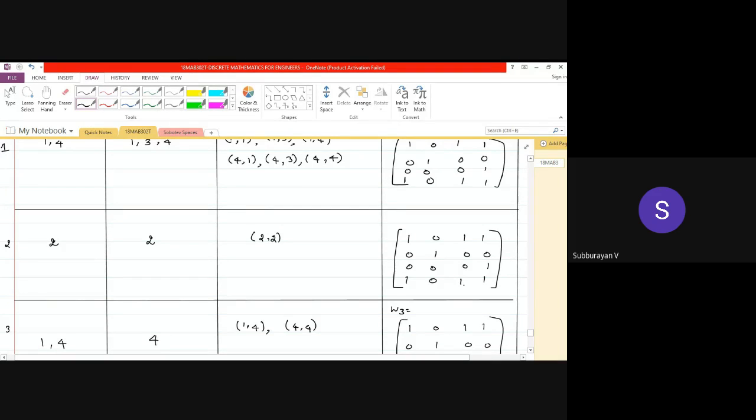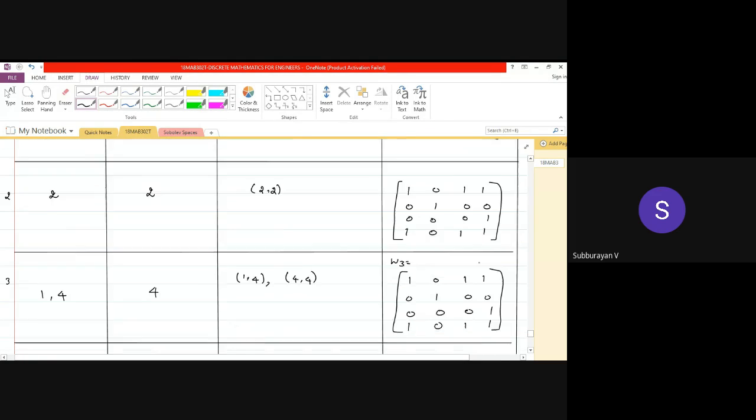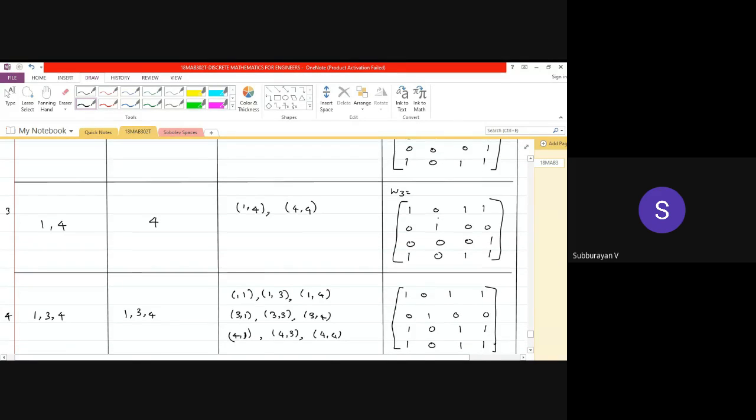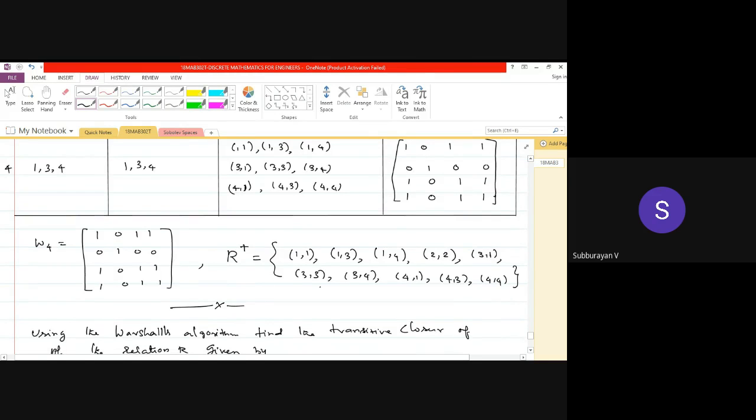Then come to column number 3 and identify the positions which are non-zero. Here it is 1, 4. And in the third row, the fourth element is non-zero. So make the combination (1,4) and (4,4), and make the (1,4) and (4,4) elements 1. Then you will get another matrix, W3. See, this is the procedure.